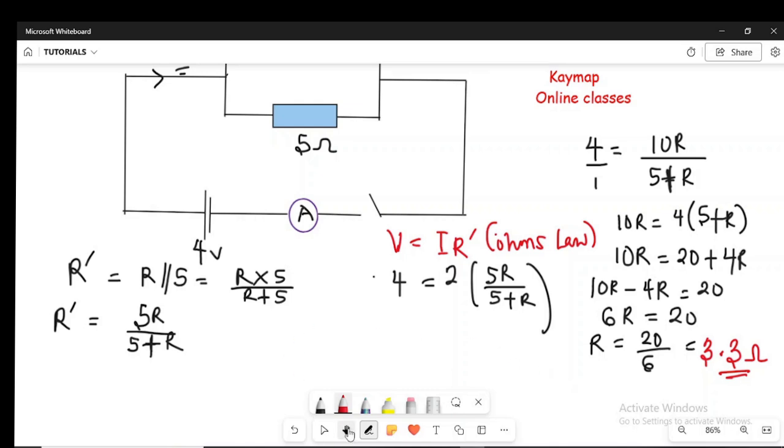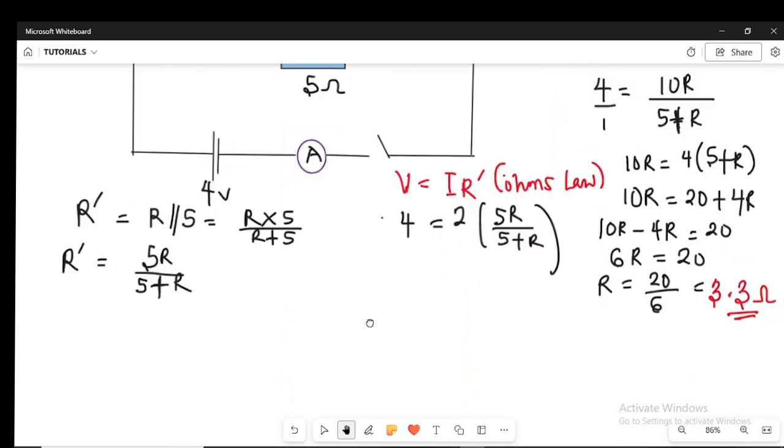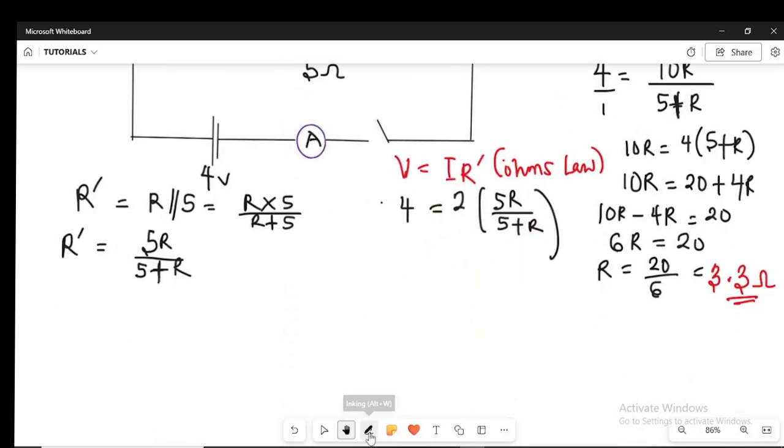Now in the next question, we are supposed to calculate the current through the resistor, the R. Now in order to solve that, notice that the source voltage in this circuit is 4 volts, and this is an arrangement in parallel. So that means the voltage across these two parallel resistors, this combination, will be 4 volts. So we simply apply Ohm's law. If we know that V is 4 volts and R is 3.3, we can apply Ohm's law.